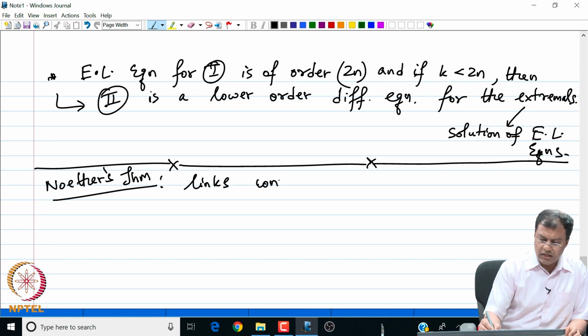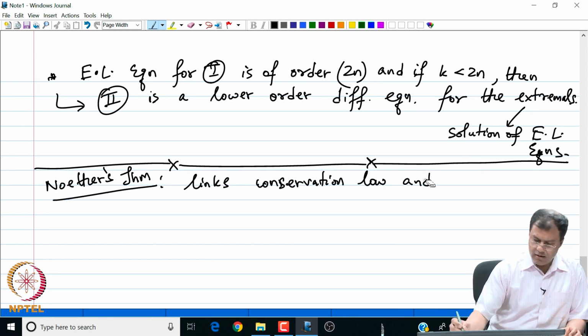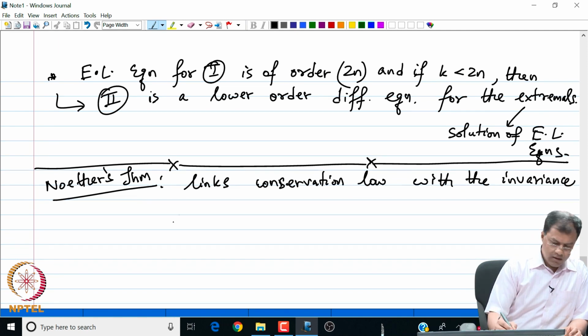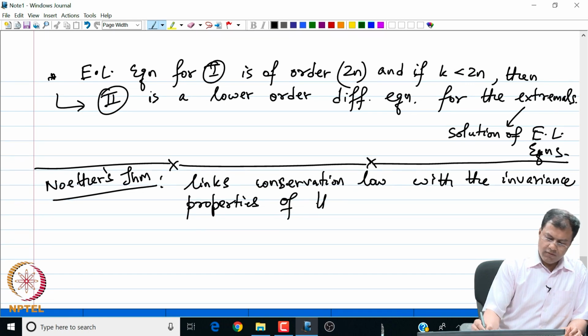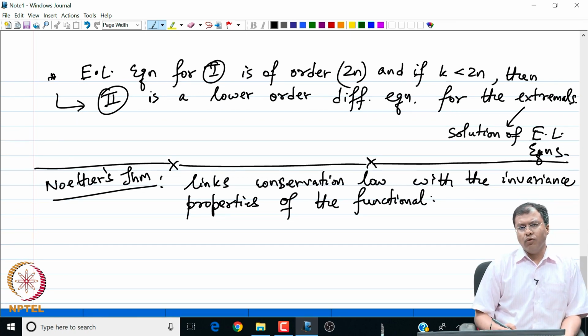So, it links conservation law with the invariance properties of the functional, right. So, it basically tells that if you give me invariance properties, I can find out the conservation law. So, that is in gist the theorem, right.